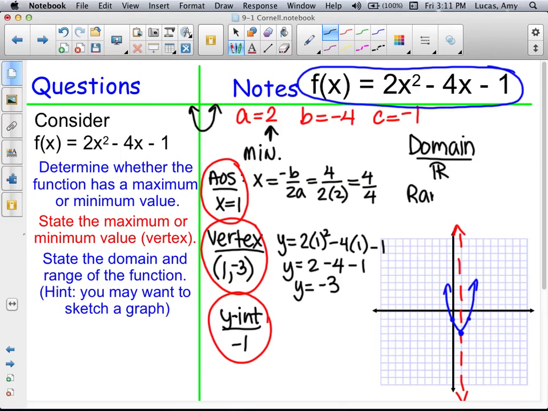The range, on the other hand, the range, y, on our y-axis, take a look at this point right here. This is our lowest point. The lowest point on the y-axis is at -3. So that means our y values are greater than or equal to -3. The lowest point has a y coordinate of -3. So there's nothing below that. Everything is greater than or equal to -3.